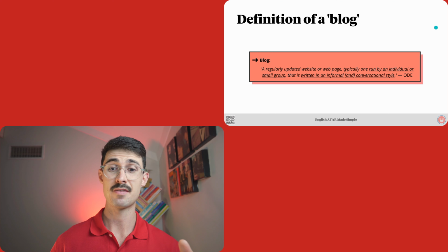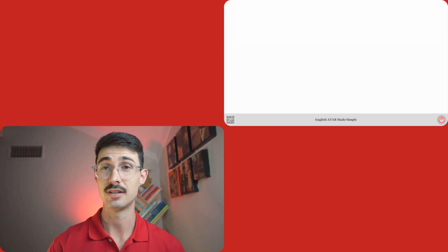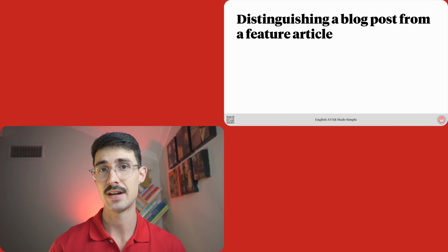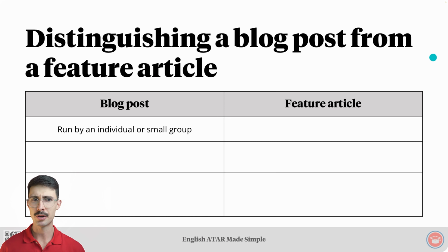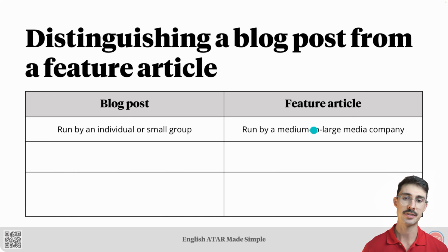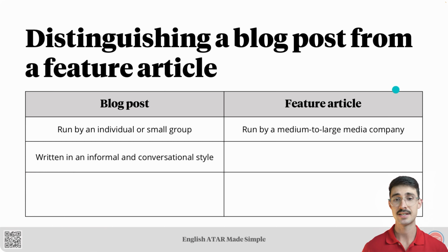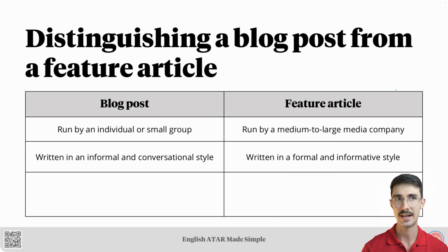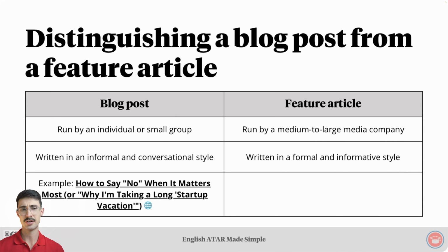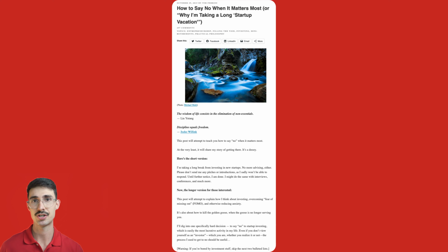Bearing this in mind, let's turn to the next subsection of the lesson, distinguishing a blog post from a feature article. As we saw just a moment ago, a blog post is run by an individual or small group, whereas a feature article is run by a medium to large media company. A blog post is written in an informal and conversational style, whereas a feature article is written in a formal and informative style. An example of a blog post is how to say no when it matters most, or why I'm taking a long startup vacation. The link to this blog post is in the resources tab below the video, but here is a screenshot of what that blog post looks like. So that is an example of a blog post.